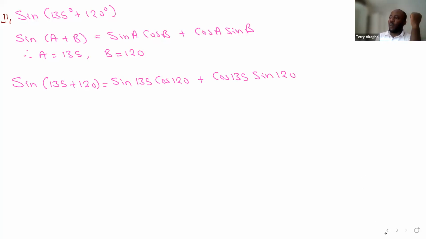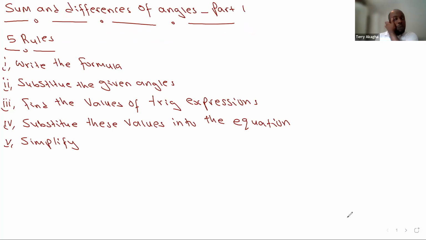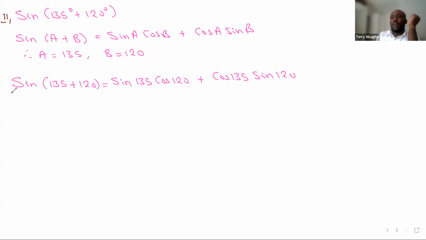Okay? Then the next rule said that we need to find the values of the trig expression. So let's find the values for each of them. So sine 135, if you press it in your calculator, will give you the value of root 2 over 2, similar to sine 45. Then cos 120, which is similar to sine 30, will give you 1 over 2, but it's going to give you minus because it's going to be in a negative quadrant, okay? It's going to give you minus 1 over 2 if you press your calculator.